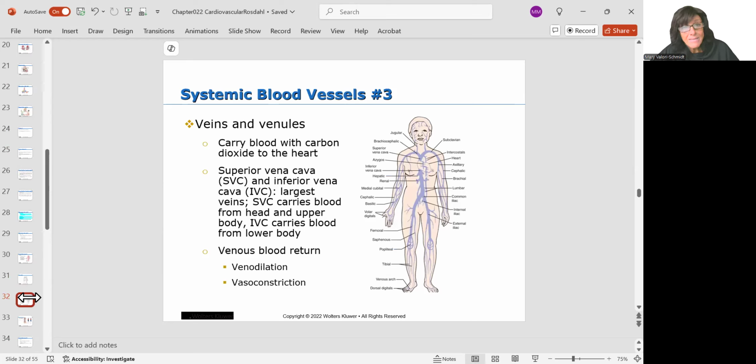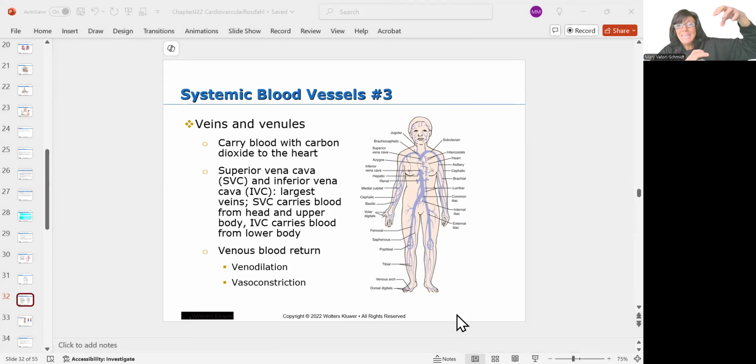Then you have your veins. Here's your venous system. All of your veins start with little tiny capillary beds that go to little tiny venules, that go to veins, that go to the biggest veins, the superior and inferior vena cava. Okay. So the superior and inferior vena cava, biggest veins in the body, lead to the right side of the heart, carrying deoxygenated blood to the right side of the heart.